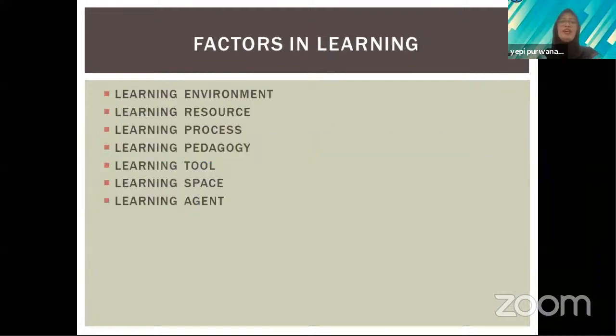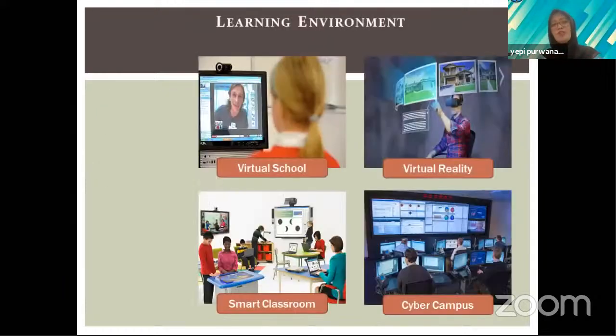Yeah, and ladies and gentlemen, in learning, there are some factors that we have to know. The first one is learning environment. Second is learning resource. The third, learning process. And then learning pedagogy, learning tool, learning space, and the last one is learning agent. So what are they? We studied for the first one, learning environment.